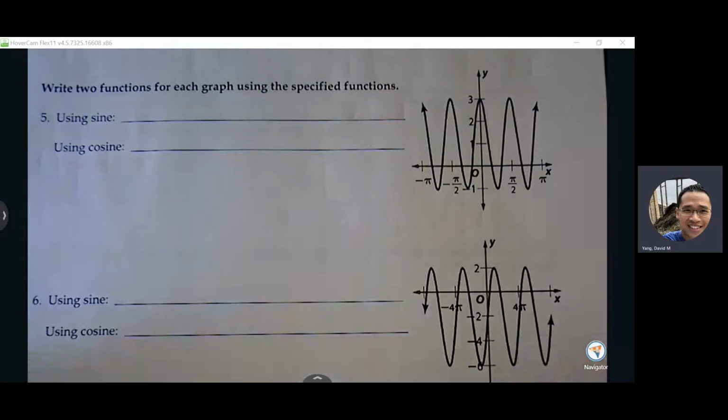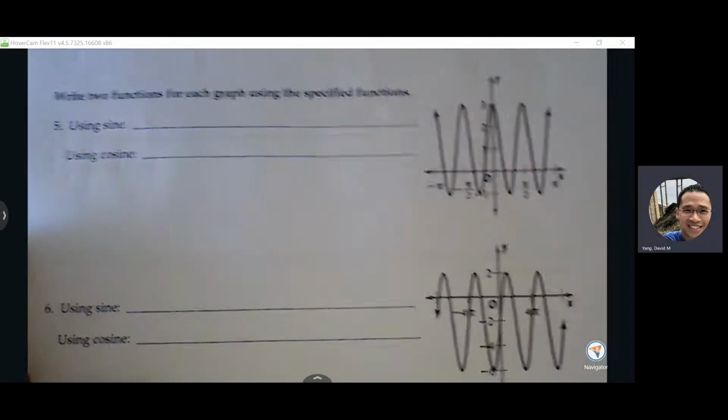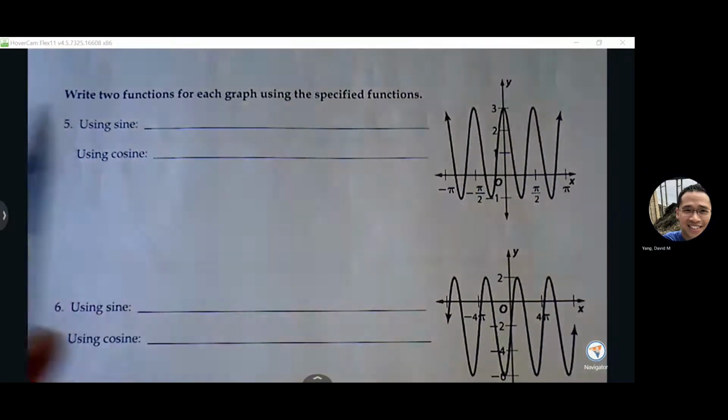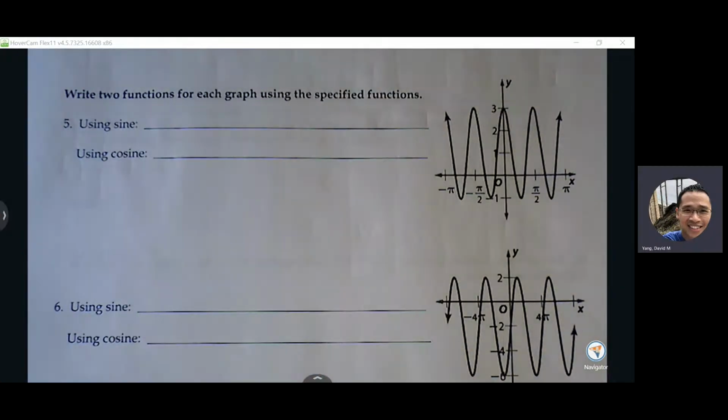All right, so it says write two functions for each graph using the specified functions. We want to target the easier one, okay? And the easier one is the one that this resembles most, without any shift. What does this graph look like to you? Cosine or sine? Cosine, right? Because it starts at a peak and makes its way down.